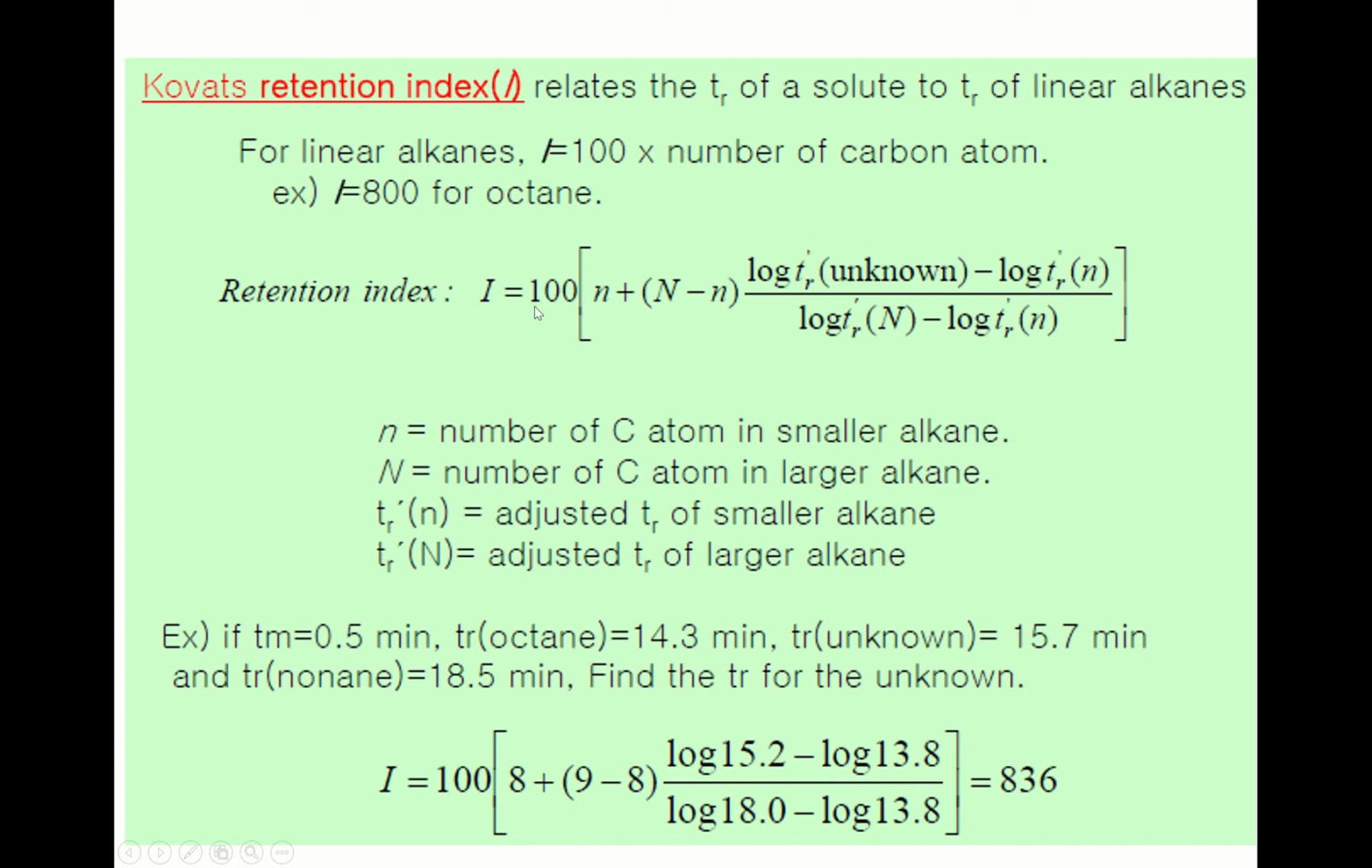I equals 100 multiplied by parenthesis n. Here is the small n and the large N. Small n is the number of carbon atoms in the smaller alkane, since you compare two different alkanes, and large N is the number of carbons in the larger alkane. So for octane and nonane, small n is for octane, which is 8, and large N is for nonane, which is 9.